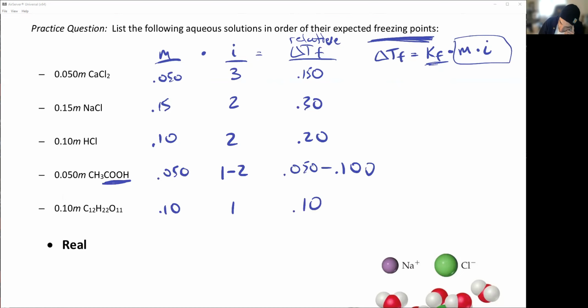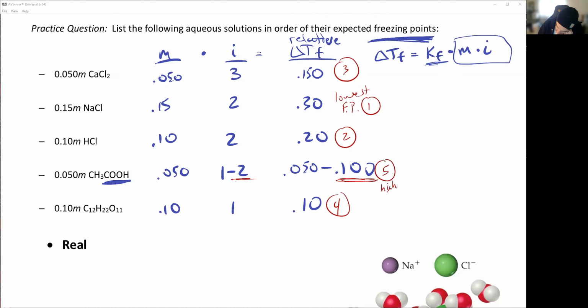So in terms of their relative numbers, let's just rank these. So this is going to be the lowest freezing point. There are five of them. So this is going to be number one. 0.2, so this is going to be number two. This is number three. And now we have a choice between these two. We know that this is not going to reach the extreme. So I'm going to say four. And this would be five as the highest freezing point.